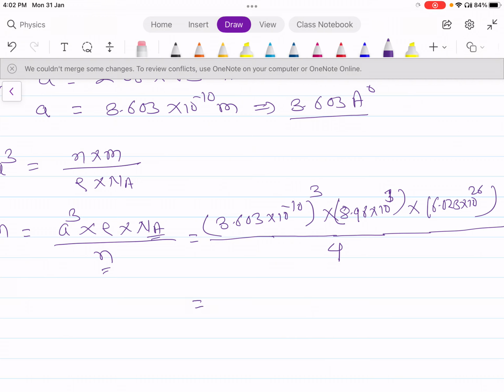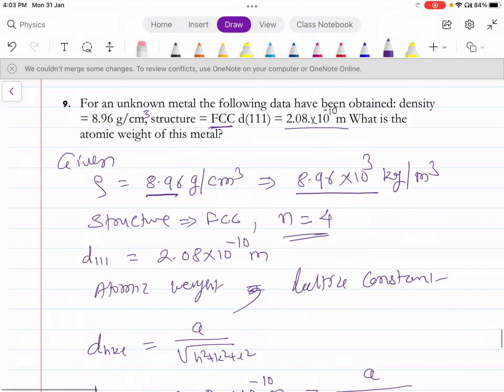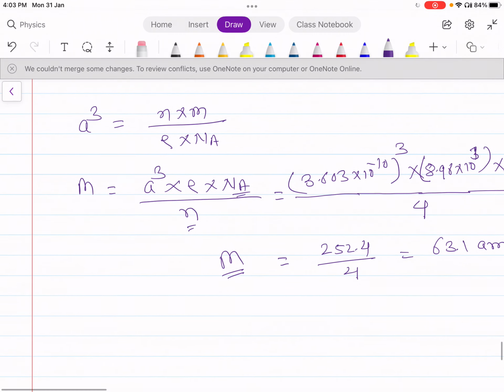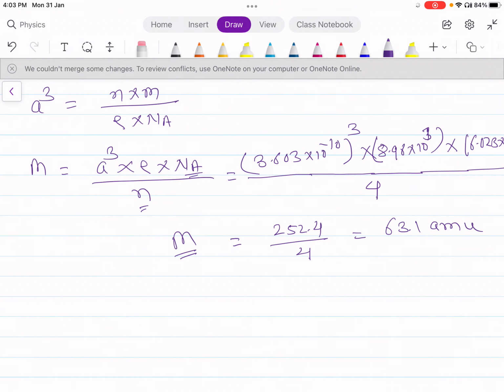If you simplify, what you get is 252.4 upon 4, and that is equal to 63.1 AMU. So the atomic weight of the unknown material is 63.1.